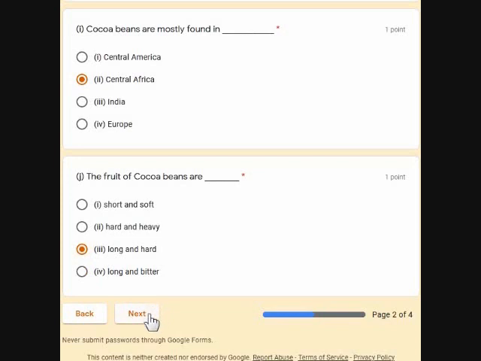I know that many of you have done it correctly, and you must have seen that it was very easy to find these answers from the classes. Now let's see the next.